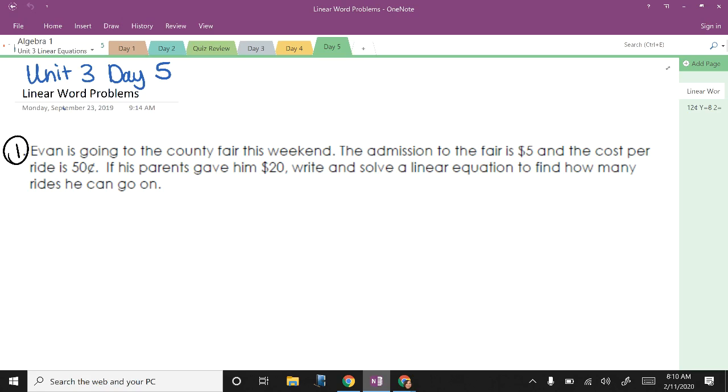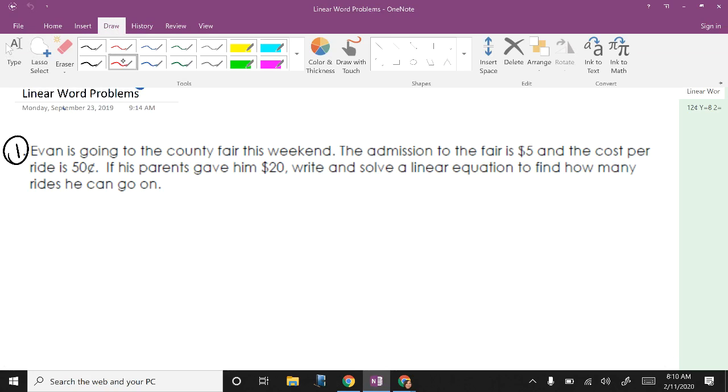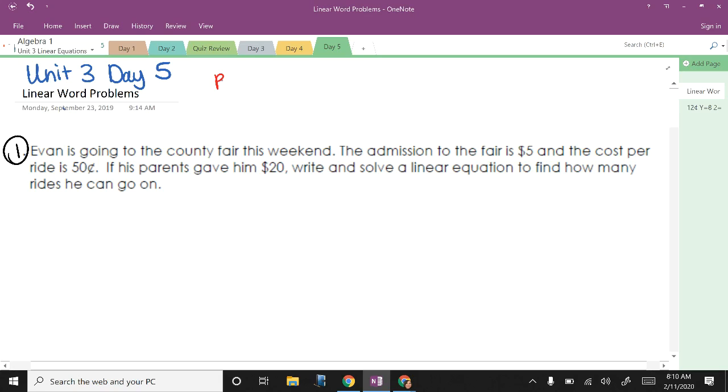And then after we write the equation in whatever form, we're going to figure out something about this problem. Now, there are some clue words you want to look for. If you see the word per or for each, that is usually referring to the slope. Those are usually clue words for slope.